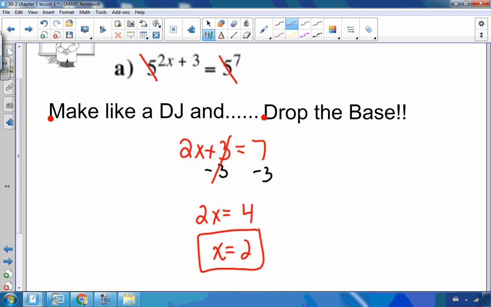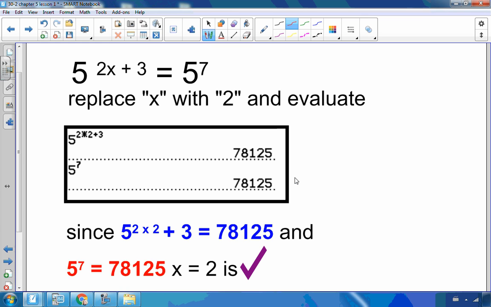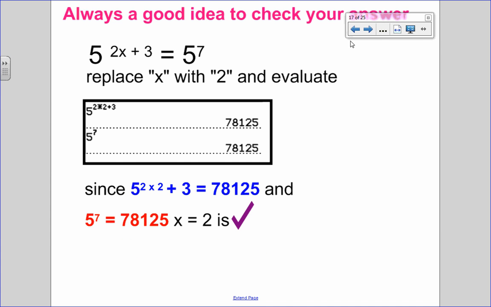So that's why we're reviewing all of those writing as a common base parts. Okay, so let's look at a question here. Oh, I lied. Before we go on to the next question, always a good idea to check.